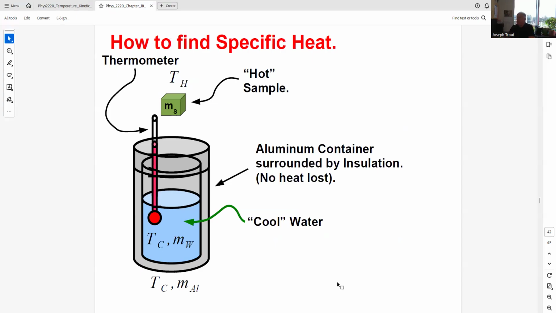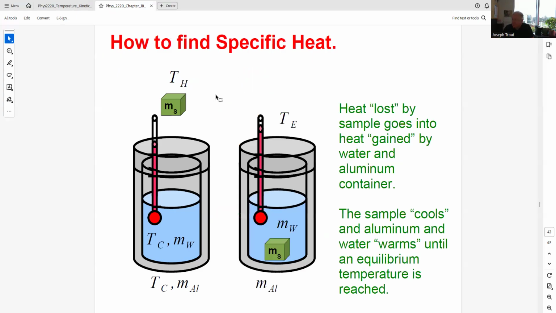How do they figure these specific heats out? What they do is take an aluminum container and fill it full of water and put a thermometer in it. And they take a hot sample. So they heat the sample and they know what the mass is. Then they drop it in the container and wait for it to reach equilibrium temperature. So we have cold water, we have a hot sample, we drop the sample in, we get an equilibrium temperature eventually.